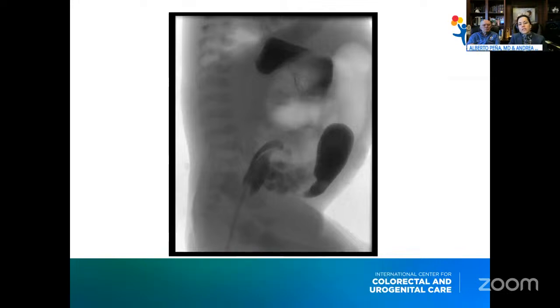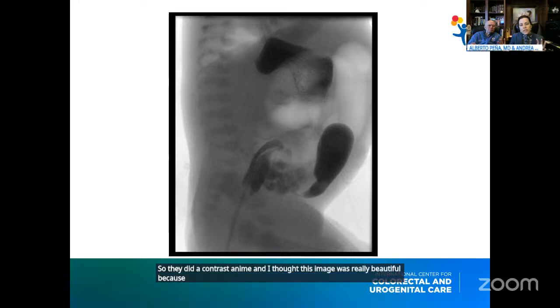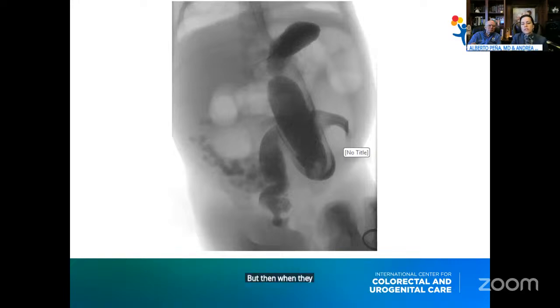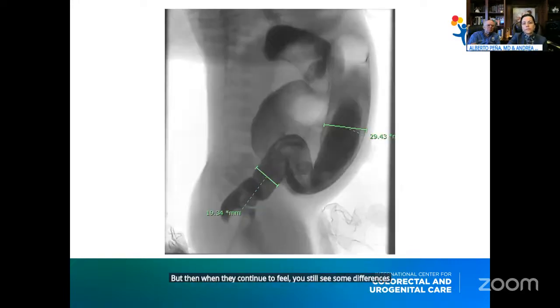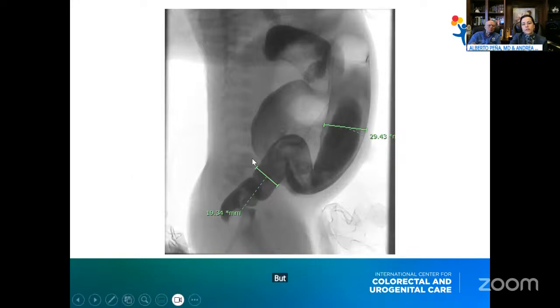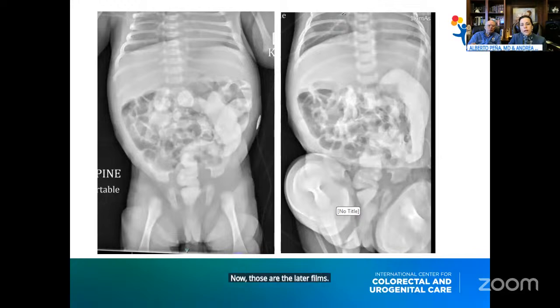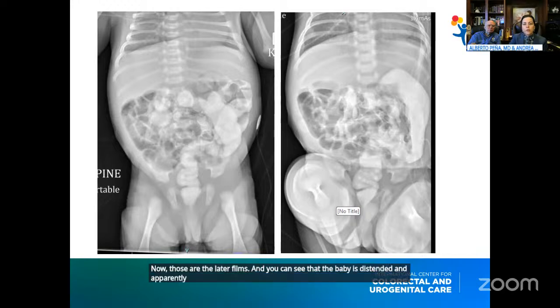So they did a contrast enema and I thought this image was really beautiful because it's almost like you're seeing a transition zone, but then when they continue to fill, you still see some differences in caliber. But here you can see the difference between 1.9 centimeters and 2.9 centimeters. Now, those are the later films, and you can see that the baby is distended, and apparently there is a difference in caliber between the rectum and the left colon.